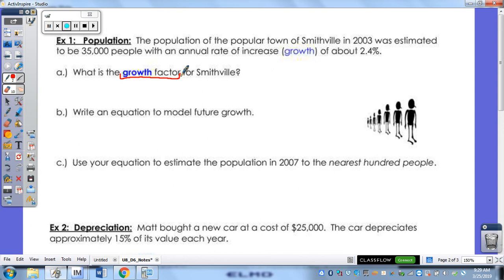Now, a lot of people want to tell me 2.4%, which, okay, yes, that is a portion of it. But your growth factor is going to be 1 plus your rate as a decimal. So 2.4% as a decimal. You would move that over 2 places to the left. So I get 0.024. So 1.024, that is our growth factor. That's what you're multiplying by each time to get you to the next value.